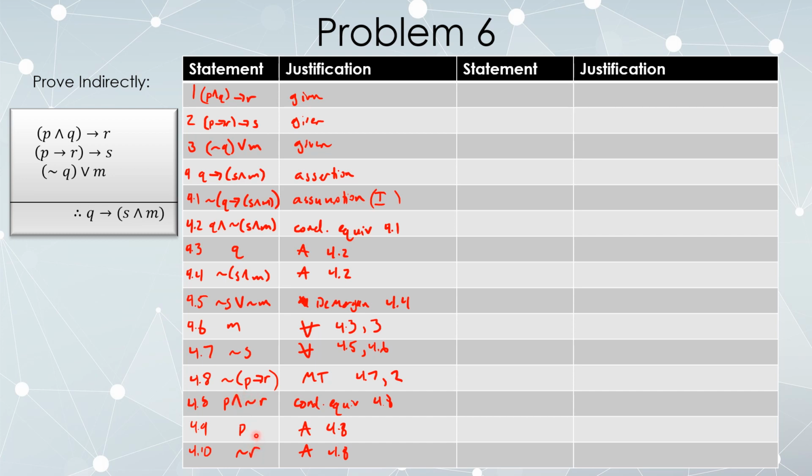Now we go back and play the same game with our new information. Look, negated R was something that we were on the lookout for to use in line 1. So with modus tollens between lines 1 and 4.10, we're going to get in line 4.11 the negation of P and Q. Again, autopilot. Let's apply De Morgan's law.